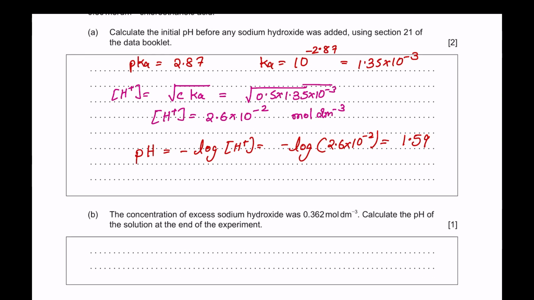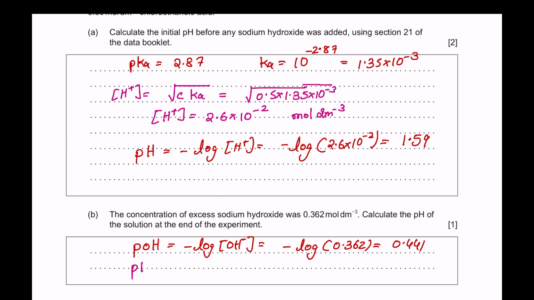Now part 3 is the concentration of excess sodium hydroxide that was added was 0.362. We have to calculate the pH of the solution at the end of the experiment. So at the end of the experiment, we would assume that all of the chloroethanoic acid has reacted, and whatever is left in the solution is the OH minus ion. So I will just assume at the end of the reaction we just have NaOH or OH minus ions that will dictate the acidity or basicity of the solution. So here pOH is minus log of the OH minus ion concentration. NaOH is a strong base, so we'll assume all of it has been dissociated. So 0.362. This comes out as 0.441.